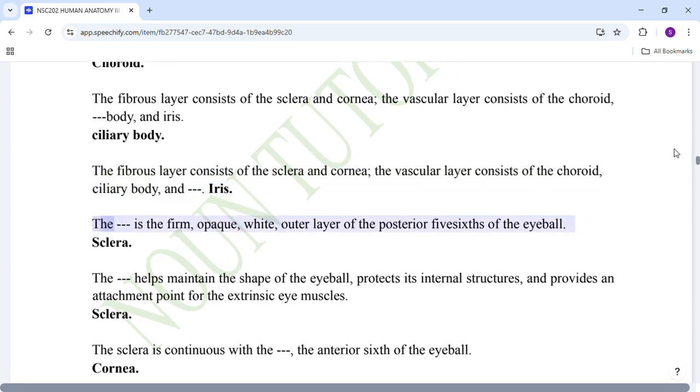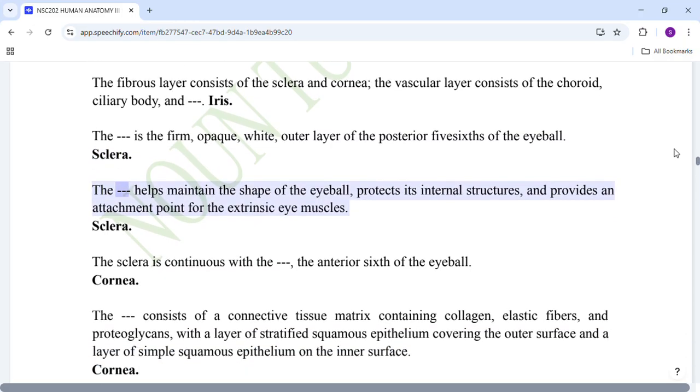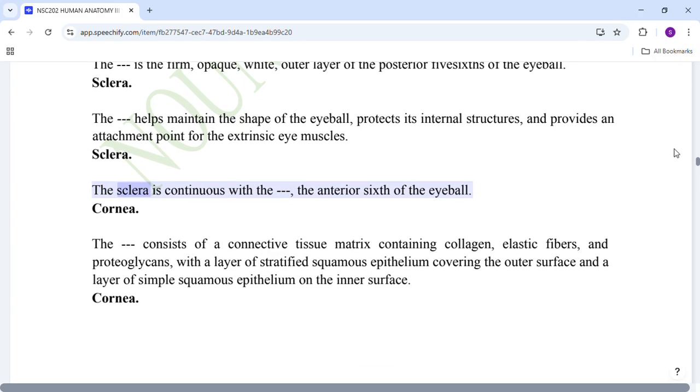Sclera. The sclera is the firm, opaque, white, outer layer of the posterior five-sixths of the eyeball. The sclera helps maintain the shape of the eyeball, protects its internal structures, and provides an attachment point for the extrinsic eye muscles. The sclera is continuous with the dash, the anterior sixth of the eyeball.